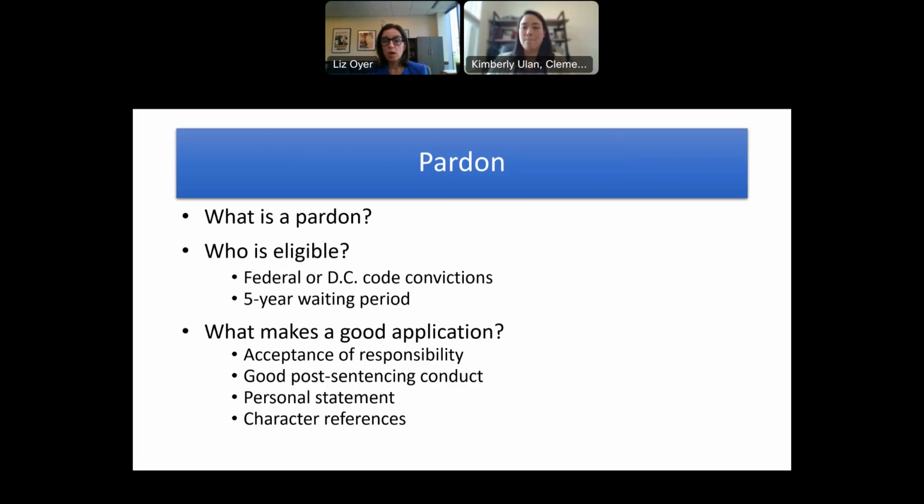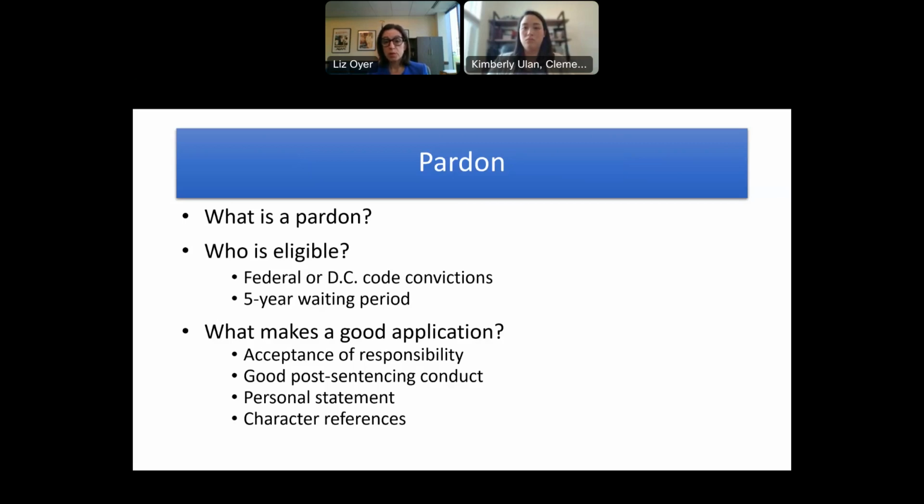Others have more concrete reasons for seeking pardon, for example, to eliminate barriers to employment or obstacles to finding stable housing or to get restoration of certain civil rights. So there are a lot of different reasons, and this is an important part of the application to address your reasons for seeking pardon. And finally, the pardon application process requires you to provide character references.